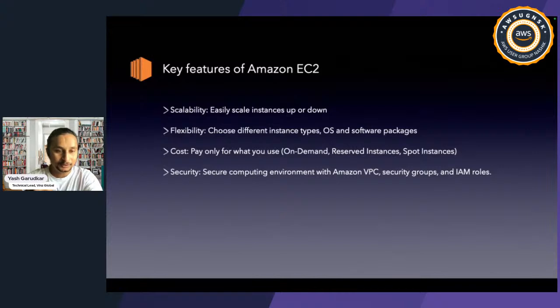The security: a secure computing environment with Amazon VPC, security groups, and IAM roles. So Amazon VPC allows you to connect to your EC2 and manage your virtual space in a much more secure manner. Security groups are used for inbound and outbound traffic for your server.